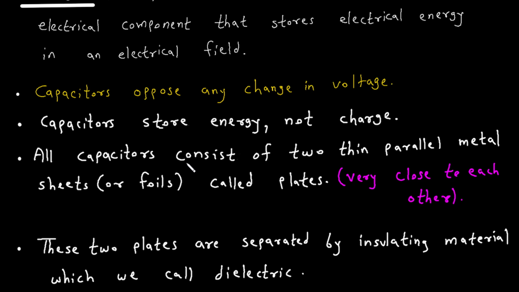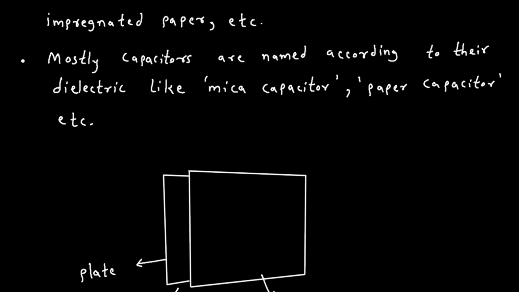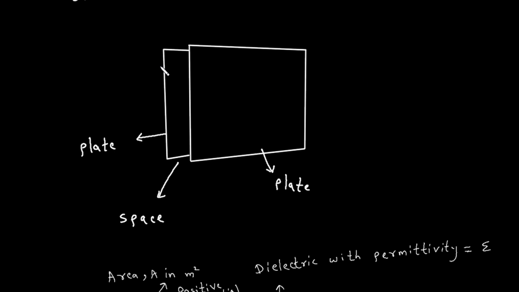All capacitors consist of two thin parallel plate metal sheets or foils called plates very close to each other. So here we can see, capacitor consists of two plates parallel, and here there is a space in between them.